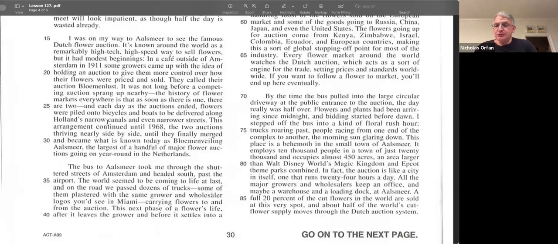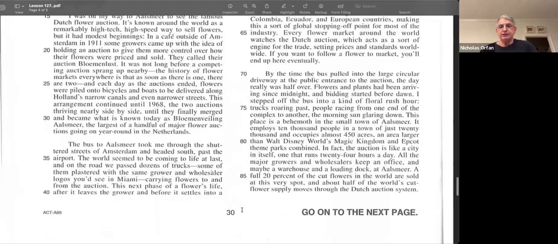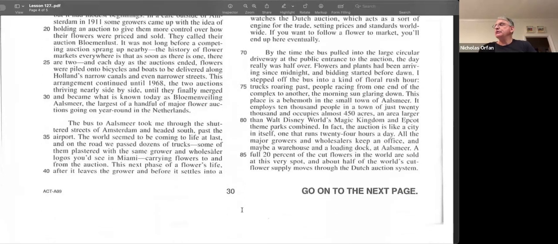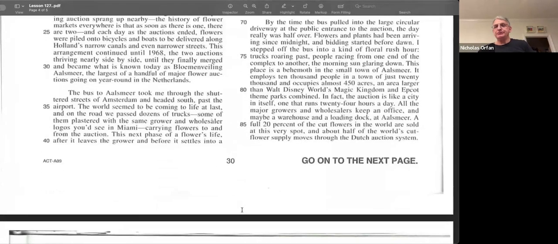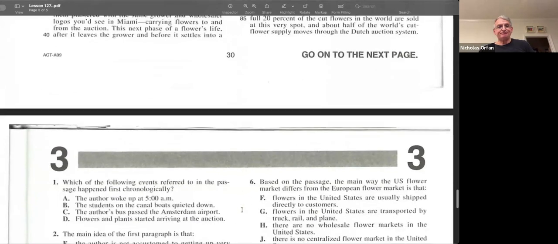A full 20% of the cut flowers in the world are sold at this very spot, and about half of the world's cut flower supply moves through the Dutch auction system. So this auction really controls the flower trade in Europe and even other parts of the world. It's a huge operation, and it operates early morning. After midnight, it starts, right? And usually by the time the sun comes up, they're almost done.